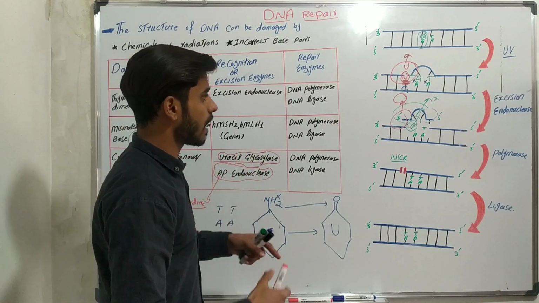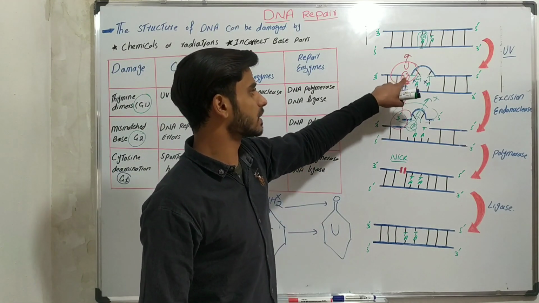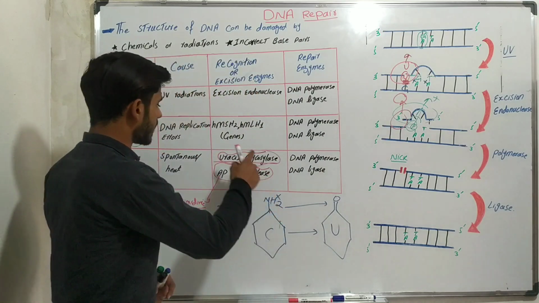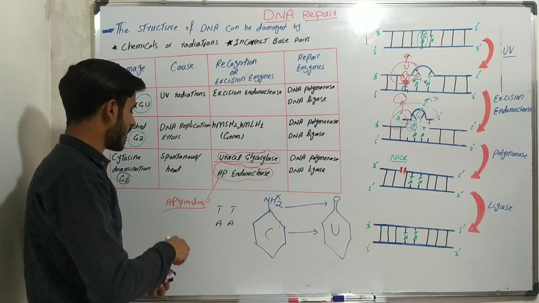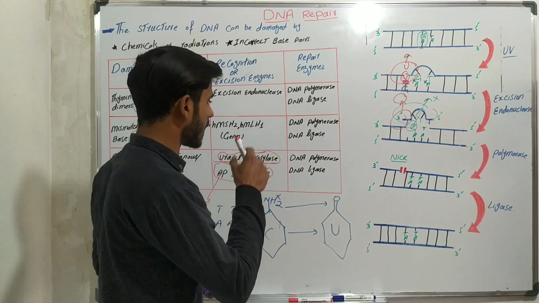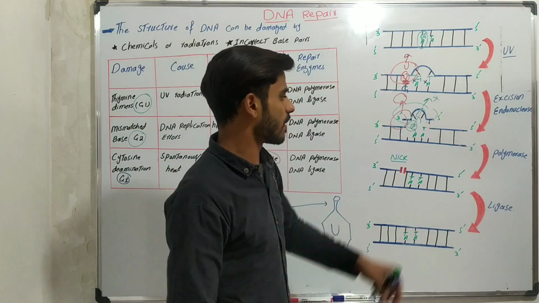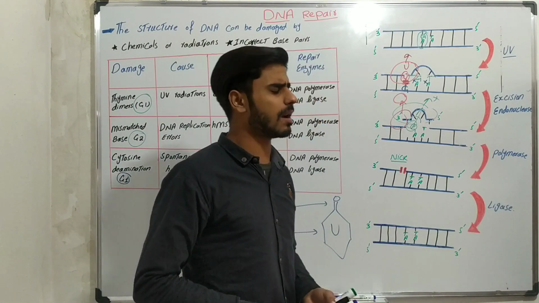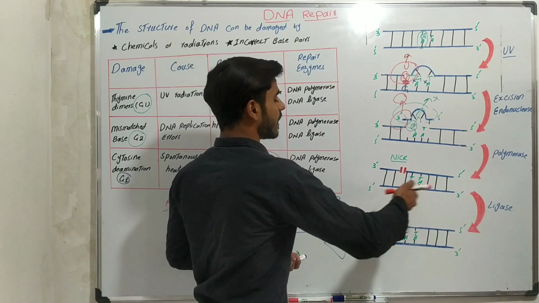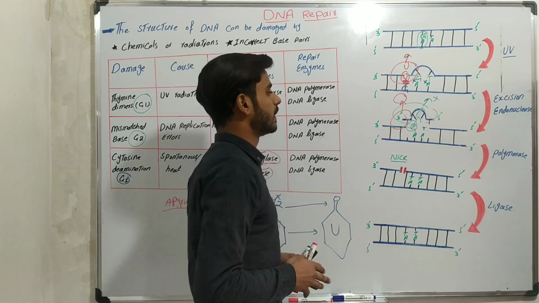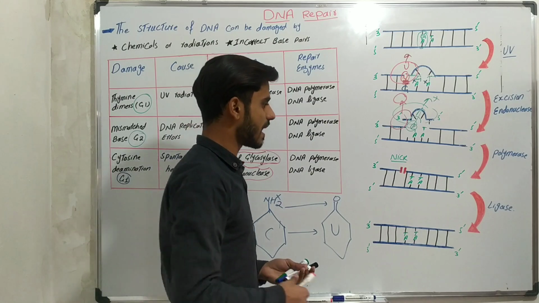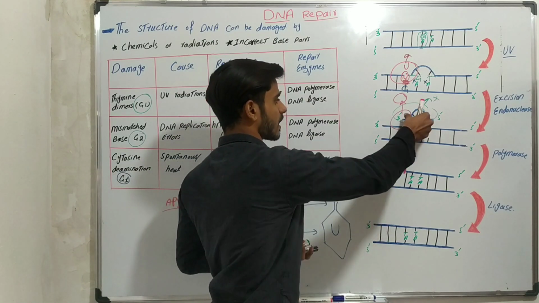Uracil glycosylase will come, and first it will break the bond of uracil with guanine, and then the second enzyme, AP endonuclease, apyrimidinic endonuclease, will come, and this part will be removed. Then polymerase will come, and polymerase will again read the sequence and again form the normal new strand. Then a nick will be produced because of the removal of this one.